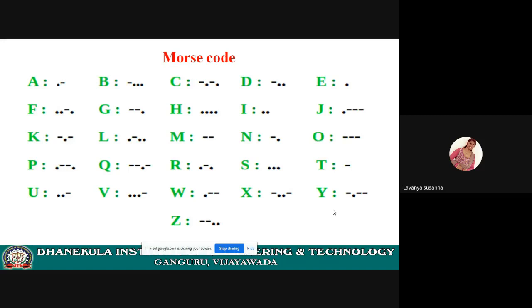Dot means, as you listened right now, a small beep. Dash means a long beep sound. Remember that. Now let us see how to write this code. You have to write this C program for Morse code. I will explain it.